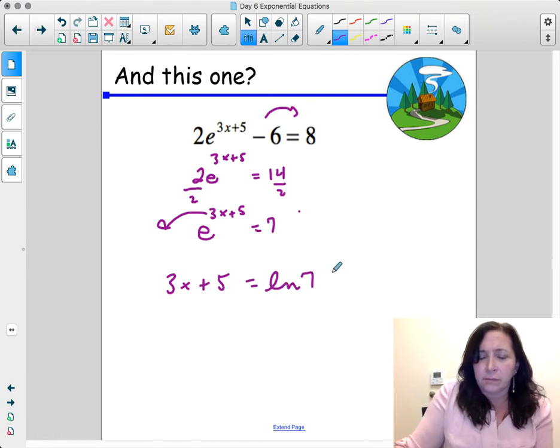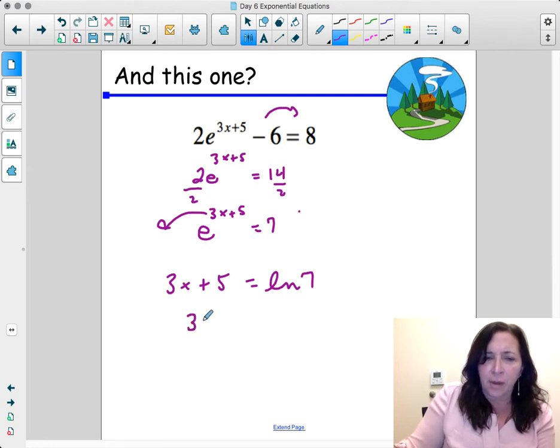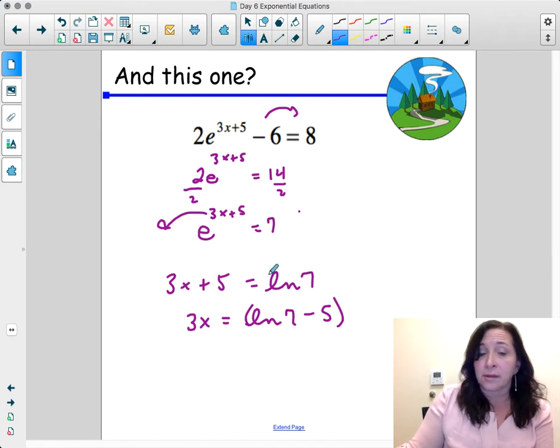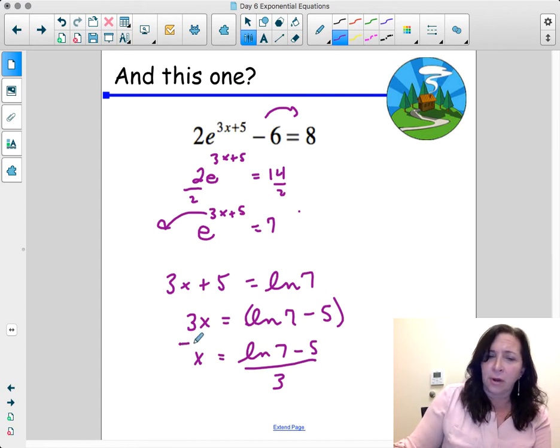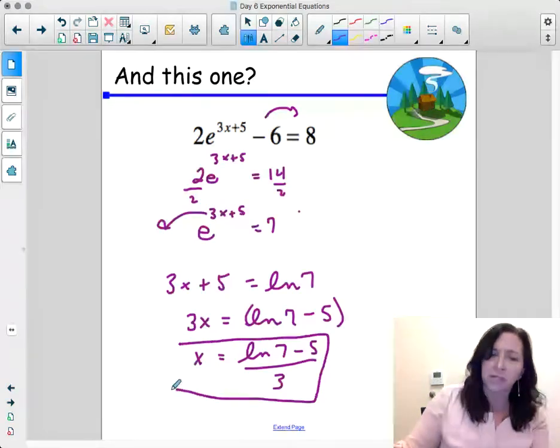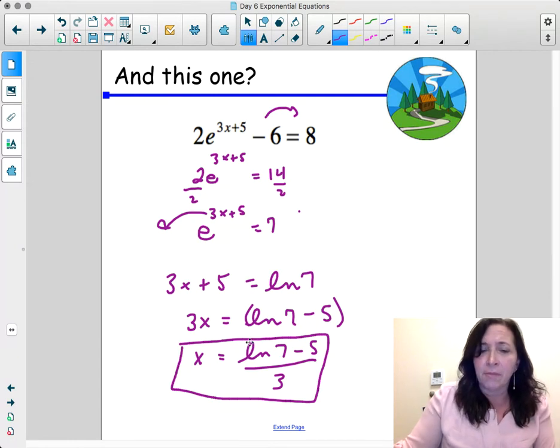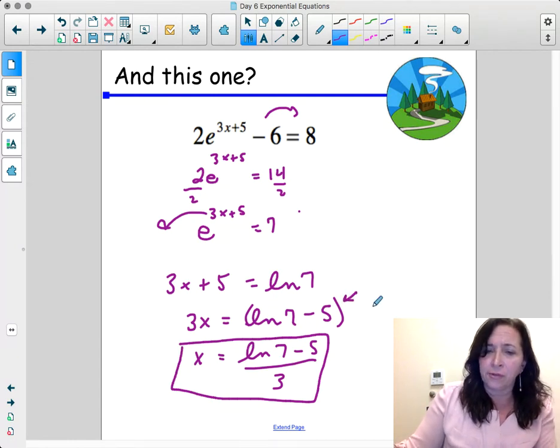And that's not an easy number. That's just what it is. We're going to subtract 5. So now we have 3x is equal to ln of 7 minus 5. Now, you're going to want to work that out on your calculator, unless you're not allowed to use a calculator, in which case your final answer would just be ln of 7 minus 5 and then divided by 3. But if you are allowed to use a calculator on whatever this assessment is, then you would work it out. Make sure that you work out the numerator first before you divide.